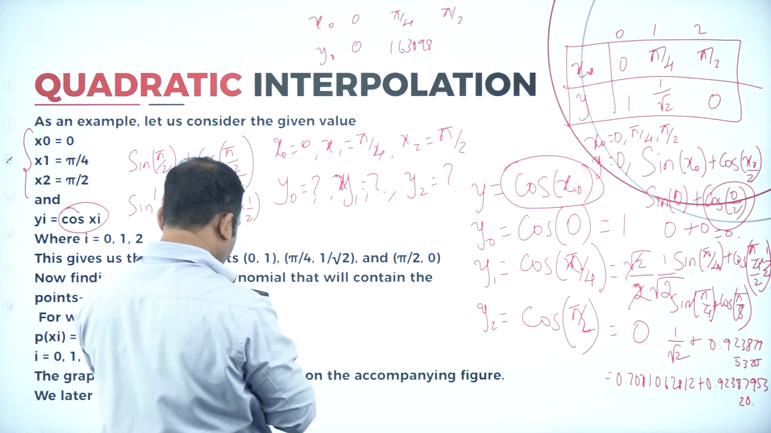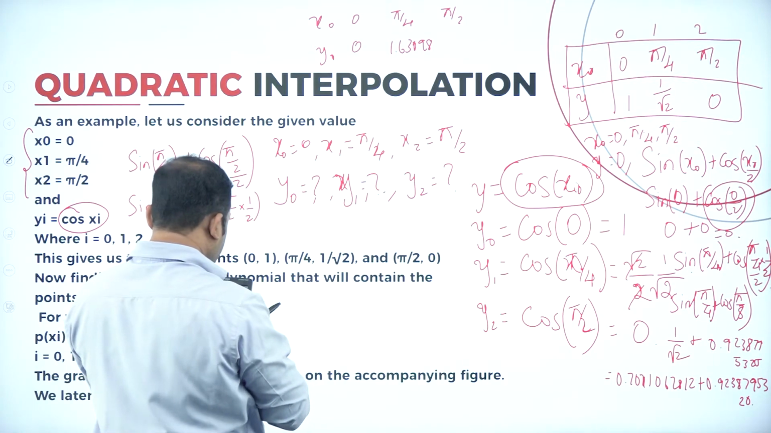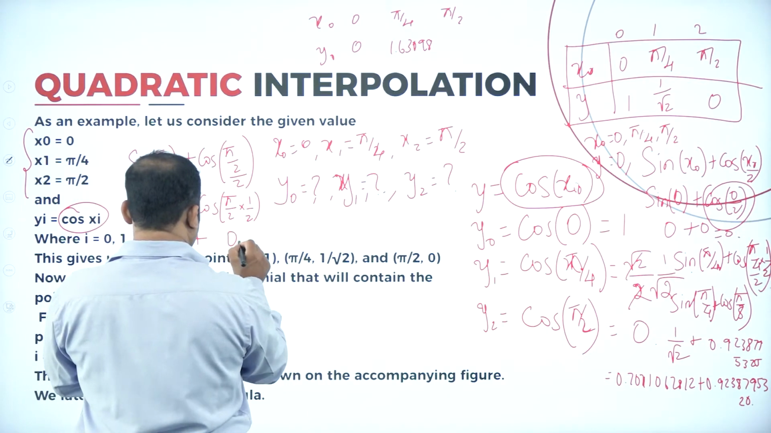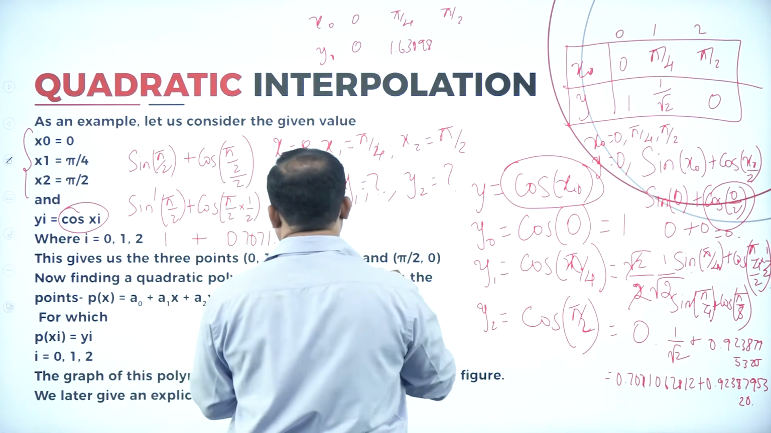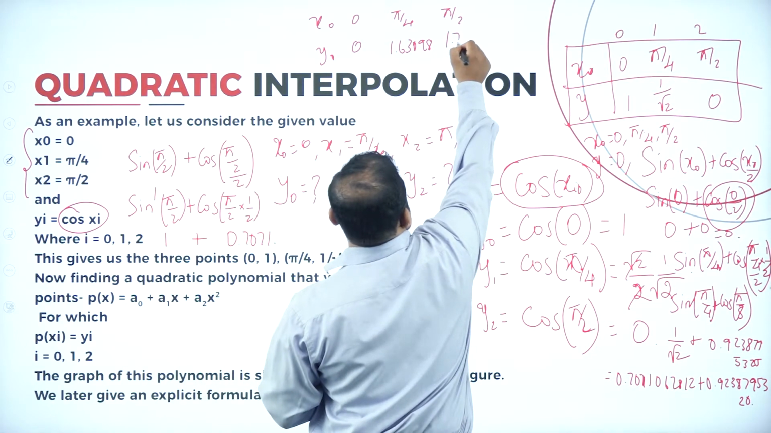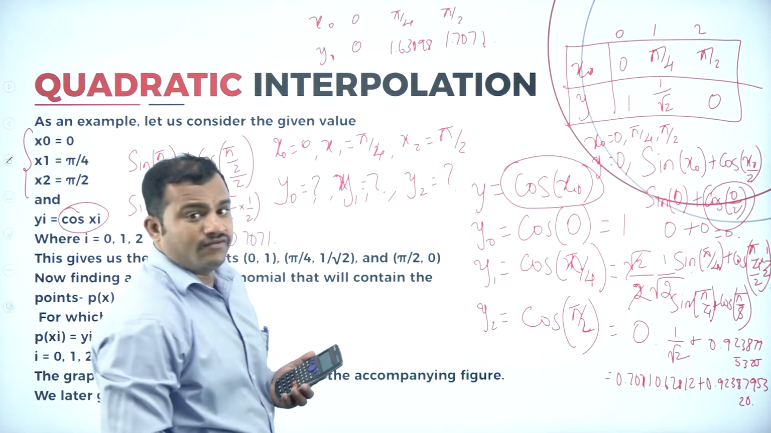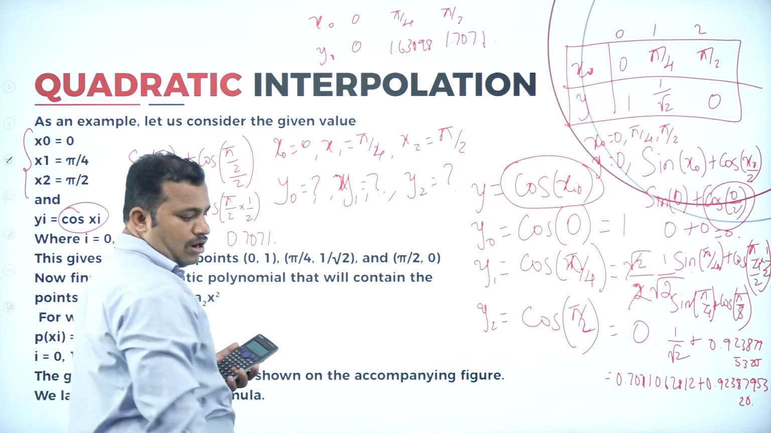Cos of pi divided by 4 leads to the value 1 by root 2, which is equal to 0.7071. If I add up these two terms, I get 1.7071. This is the value I am getting here. If that is the case, what is the value after plotting these terms onto the graph?